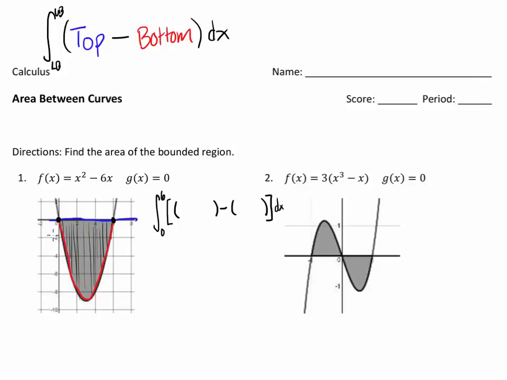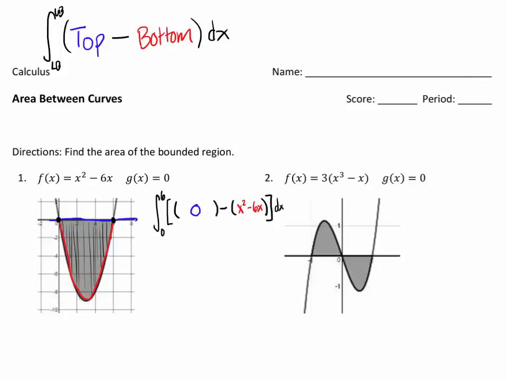So my top equation is this one right here. And I look at these and I say, okay, which one of those will give me this straight horizontal line at 0? It is g of x. So it's going to be 0. So there's my top equation, minus my bottom equation, which is x squared minus 6x. And there's my equation. If I was going to use a calculator and I wasn't going to do this by hand, I could just type that right into my calculator.